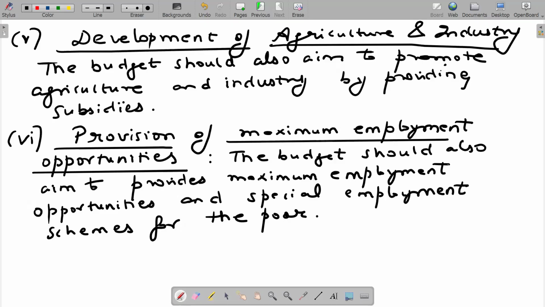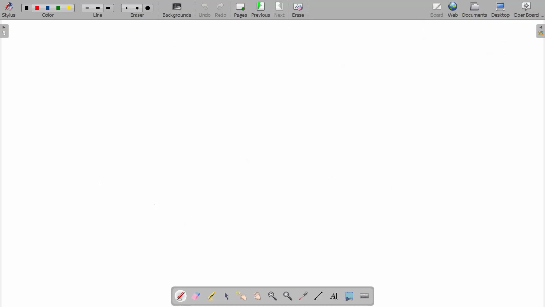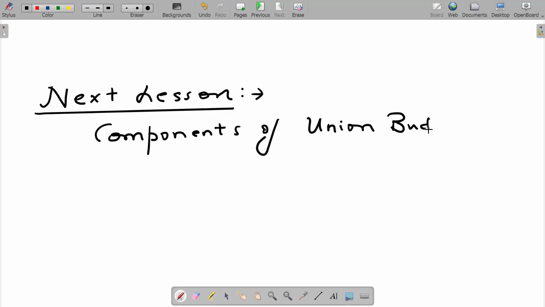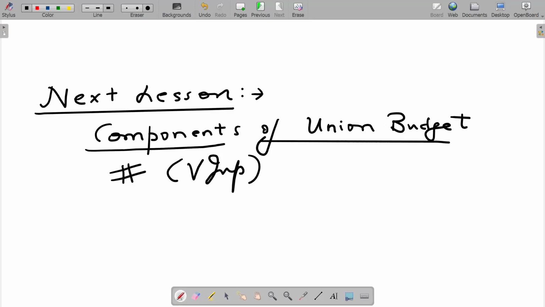Okay, so I stop in this particular online lesson. What we have done in this lesson, we have introduced the concept of budget. We have talked about the reasons or objectives for preparing a budget. In the next lesson, we are going to discuss the components of the union budget. Very important lesson it's going to be. This is something we are going to discuss in the next online lesson. Components of the union budget.